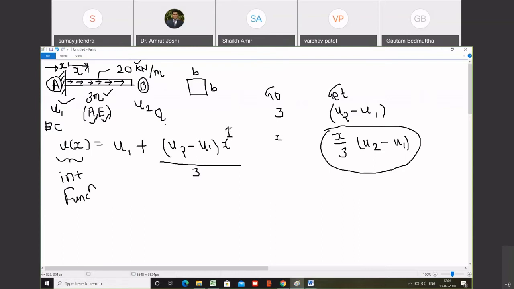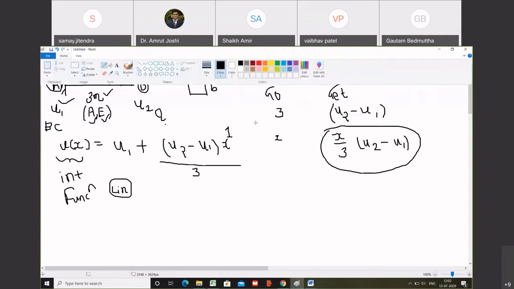Right now, this is a linear approximation, or linear interpolation function. I could have as well chosen a quadratic interpolation function. That is up to me, but I have chosen to begin with a linear interpolation function. Do you agree with me?